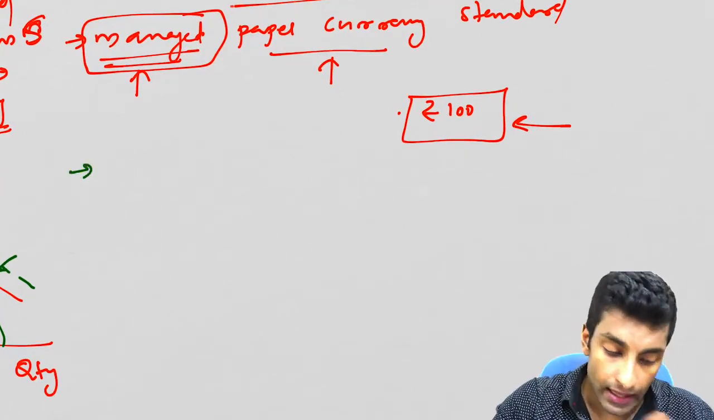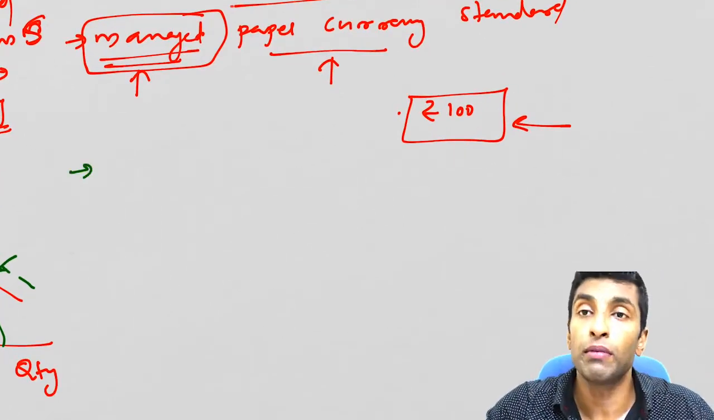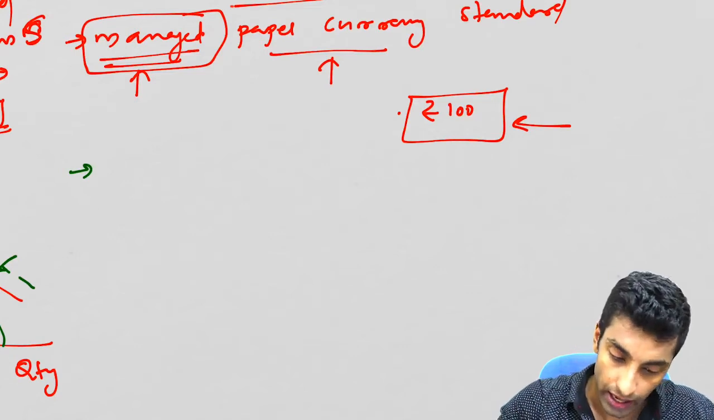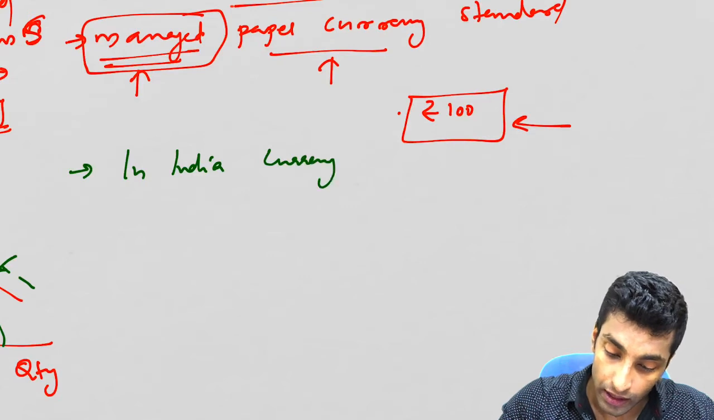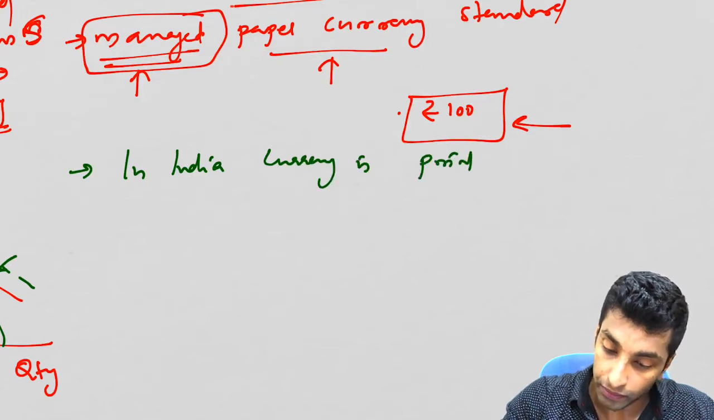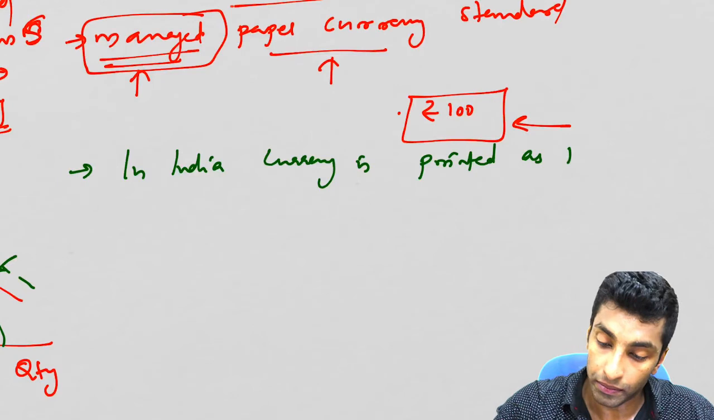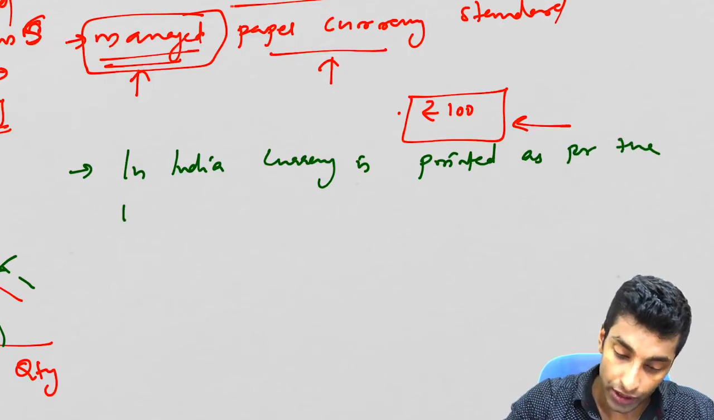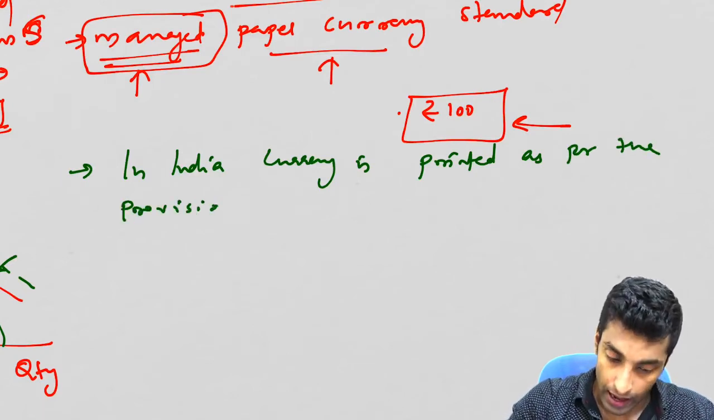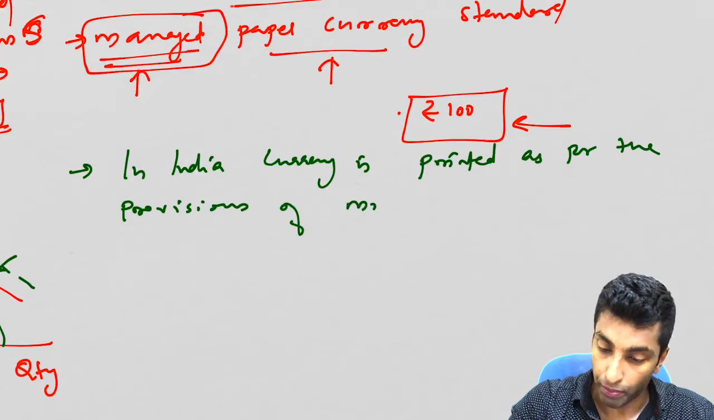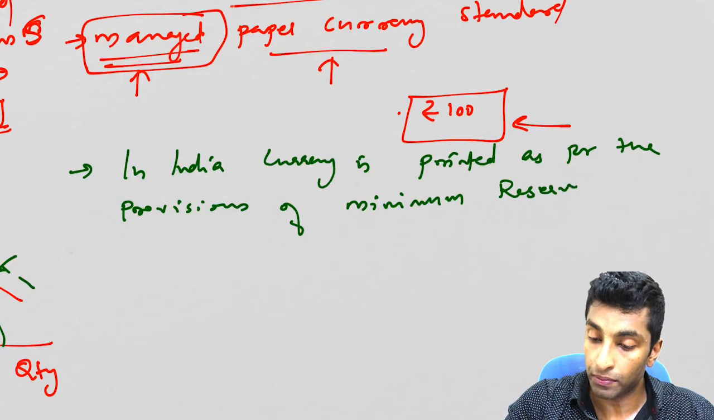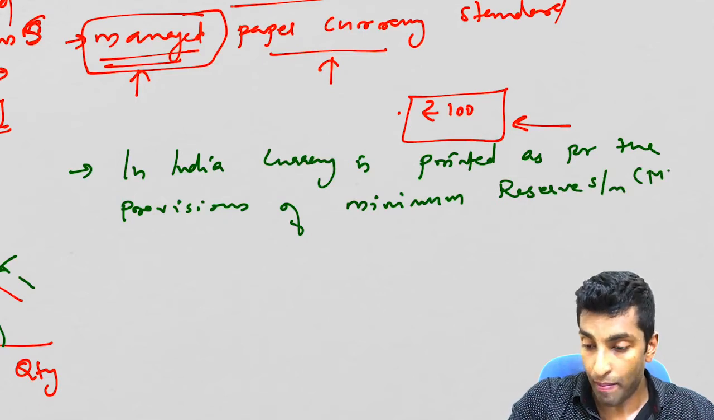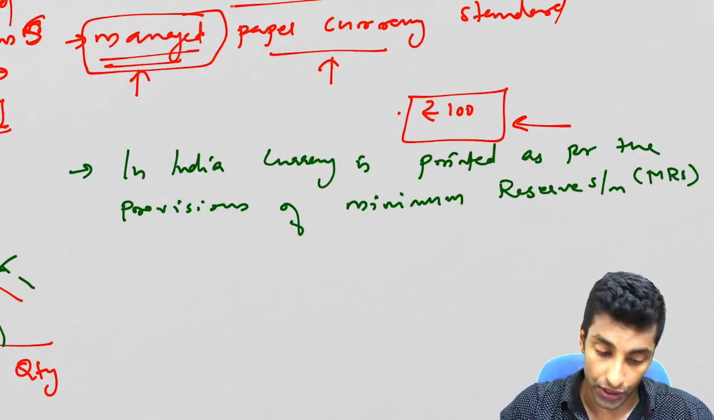Okay, so in India, currency is actually printed under which system? Minimum reserve system. So let me write this down. In India, currency is printed as per the provisions of minimum reserve system, that is MRS.